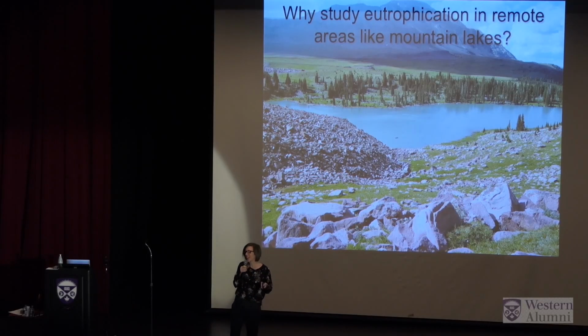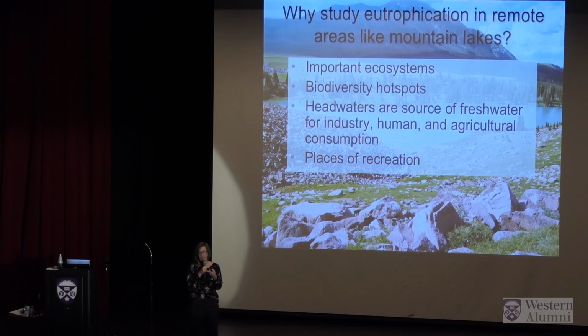I've talked a little bit about Lake Erie, but that's not where I studied. So why would we study eutrophication in mountain lakes? Some of the answers are really similar. They're important ecosystems. In fact, mountain lake systems are known for having really high biodiversity. They're also important for human use. Even though we don't see any people in this picture in the background, these are the headwaters, or the sources of water, for populations that live downstream. Ultimately, in areas near the mountains that I worked at, the water comes from the mountains. And they're also places of recreation.